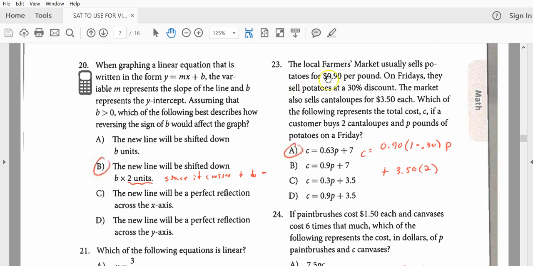farmer's market stuff, right? So we got 30% off of 90 cents per pound. So that's this bit here. So the cost C is equal to 90 times that 30% discount, or just times 0.7, either way is cool. If it was an increase, it'd be plus here instead of minus though. And then that's per pound. And it says the cantaloupes are $3.50 each, and we bought 2 of them. So it'd be plus $3.50 times 2.